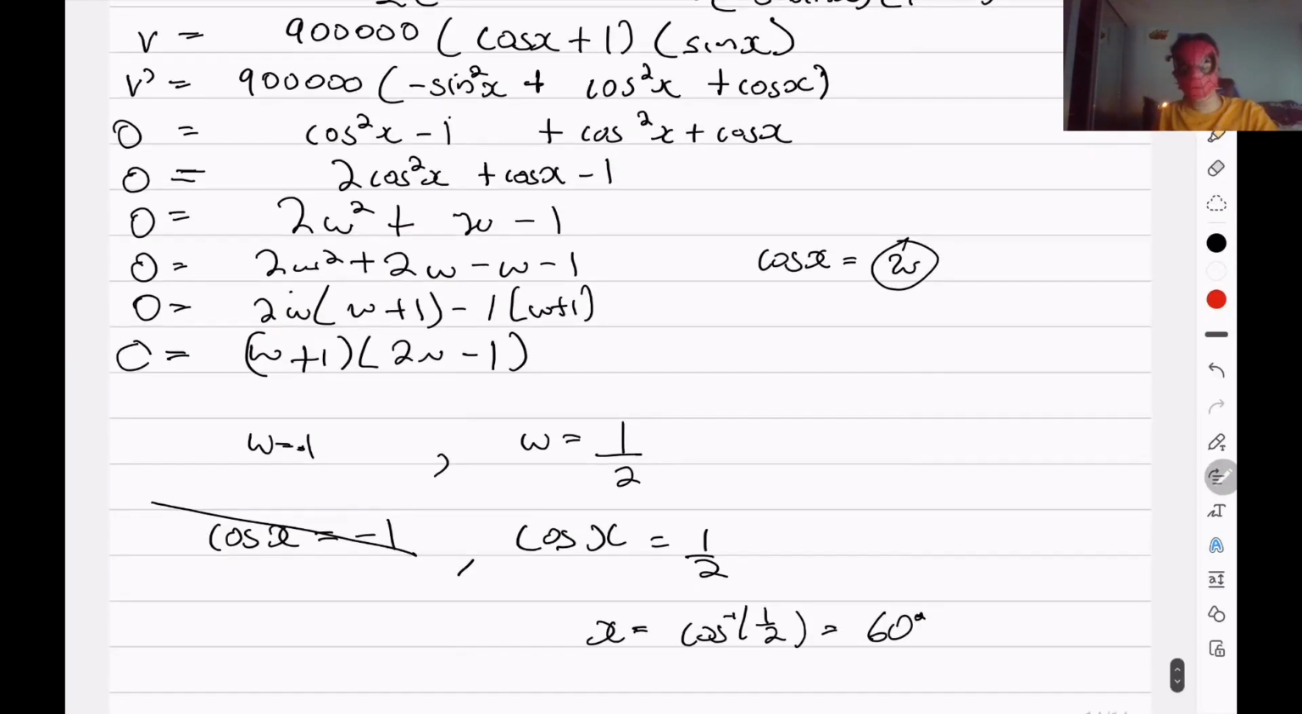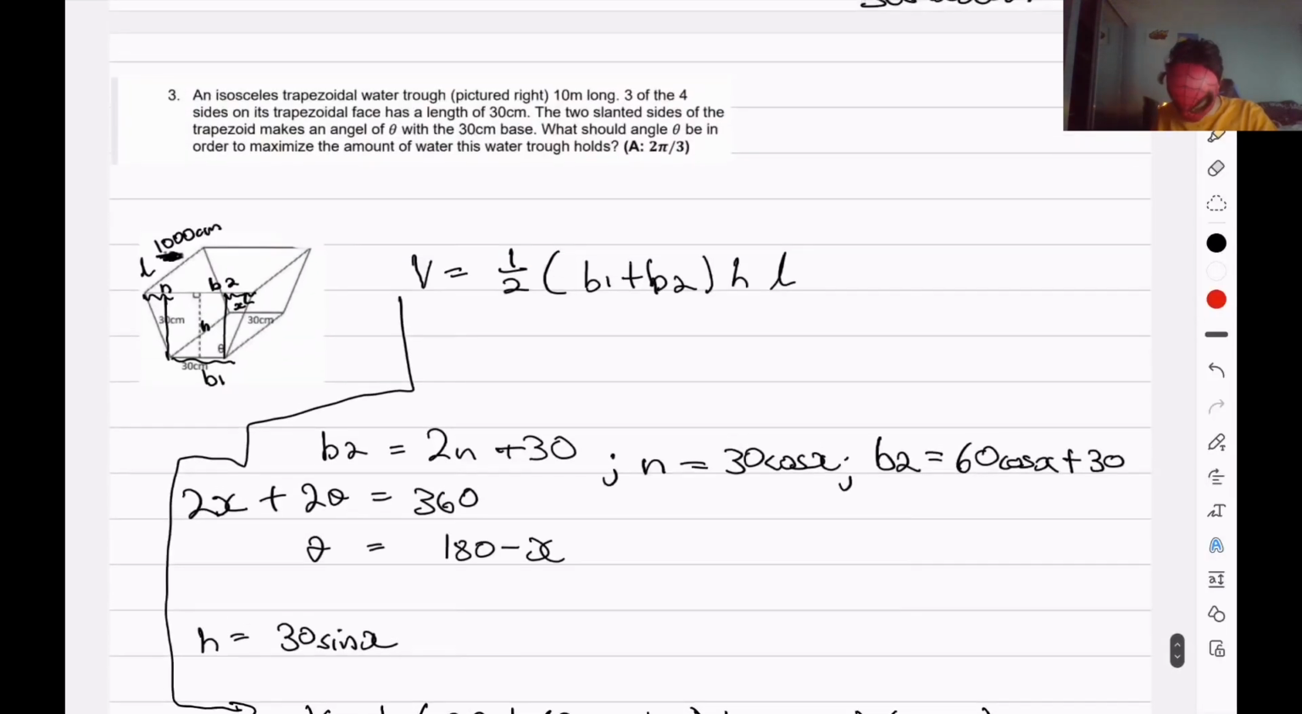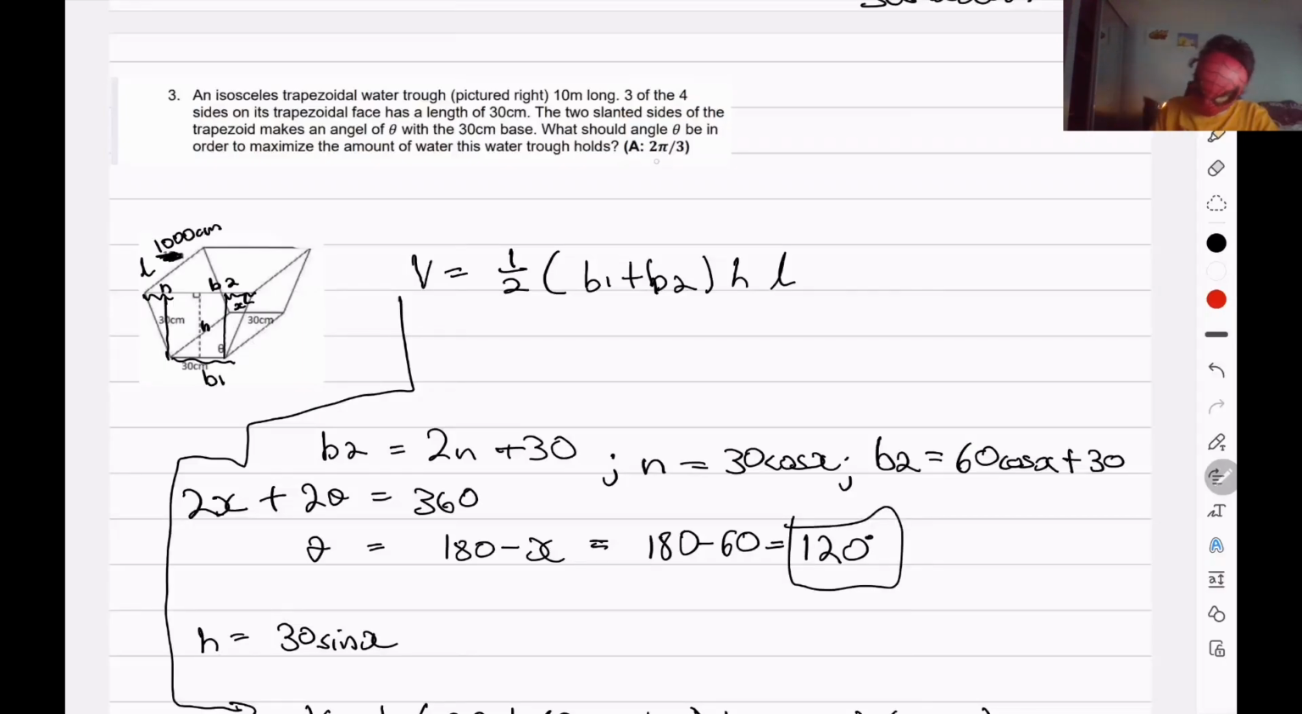Now we found the x value, which gives us the highest volume, but that's not what we're looking for. We're trying to find the angle that gives us the highest volume, angle theta. So we'll plug in x, so 180 minus 60 gives us 120. So that's the answer. If you did it in radians, you would get 2 pi over 3 radians, which is equal to 120 degrees. So thank you.